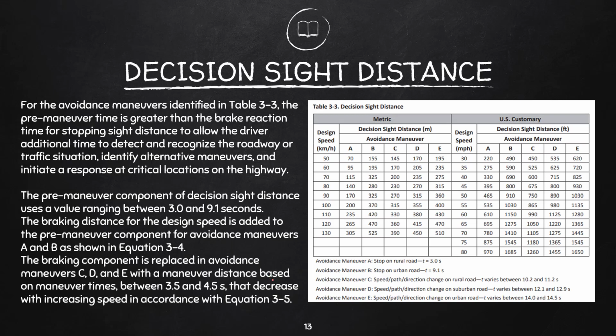Braking component is replaced in avoidance maneuver C, D, and E with the maneuver distance based on maneuver times between 3.5 and 4.5 seconds that decrease with increasing speed in accordance with equation 3-5. So for avoidance maneuver C, D, and E, we are not stopping. So we will not add the braking distance in that case. But we will just consider the pre-maneuver, or we call it the total maneuver time for the driver, and it is shown here by these different time interval considerations.